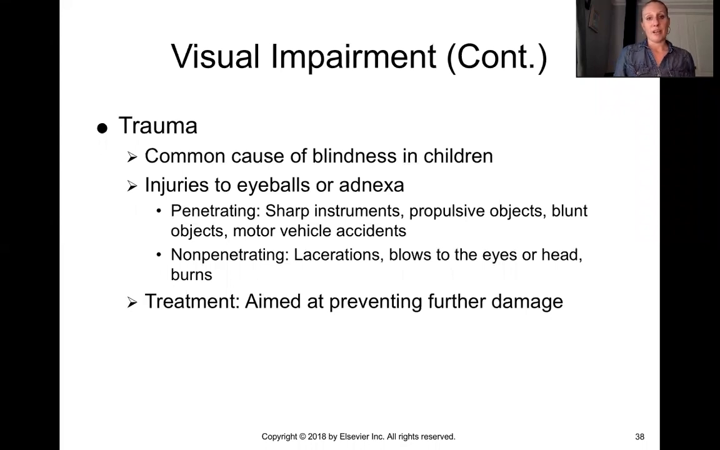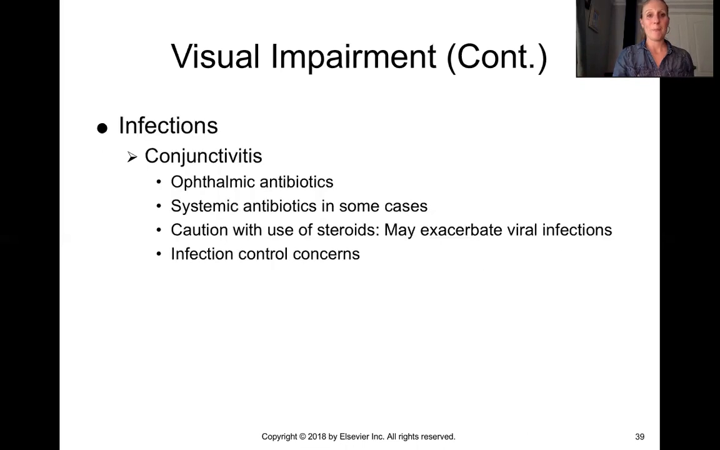So again, we talked about trauma. We want to keep these kids really aware that running with something or falling on something can hurt them, so just aware of their environment. We want to try to prevent injuries as much as you possibly can with a child. Here you can see the various infections that might cause some sort of visual impairment.